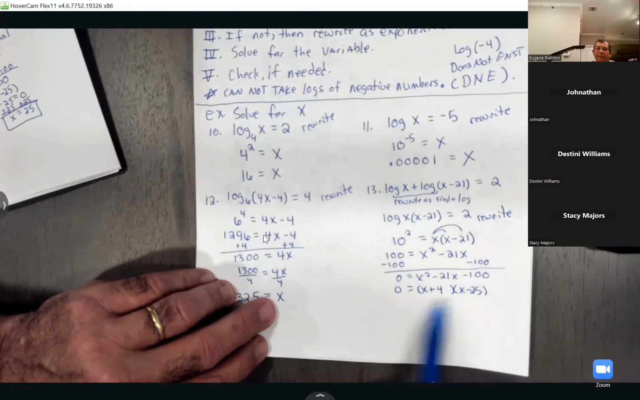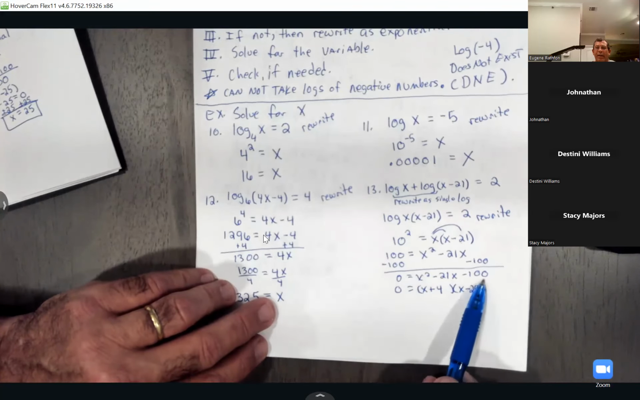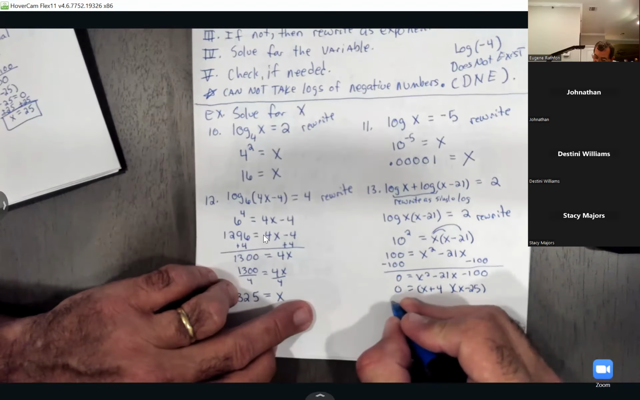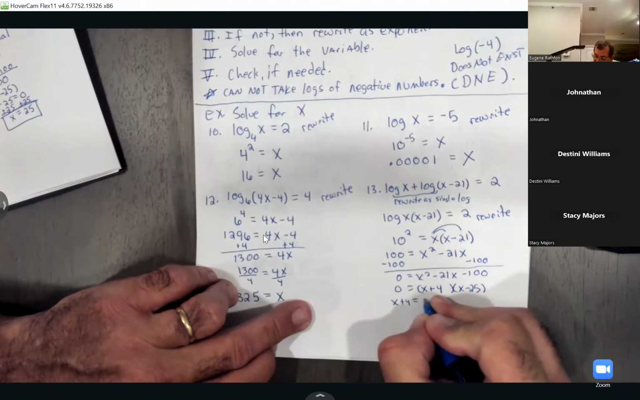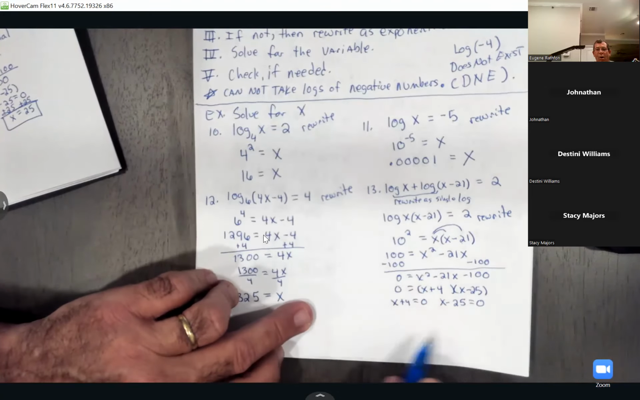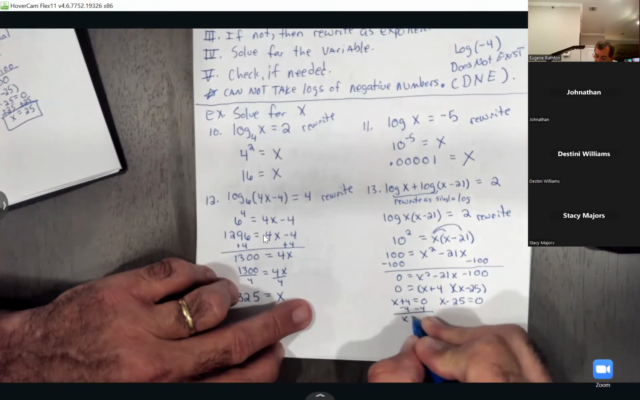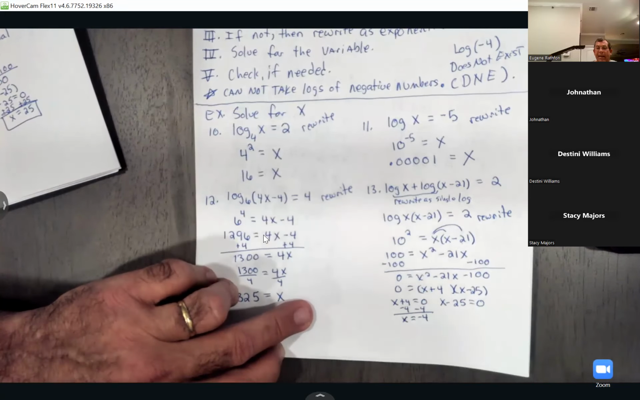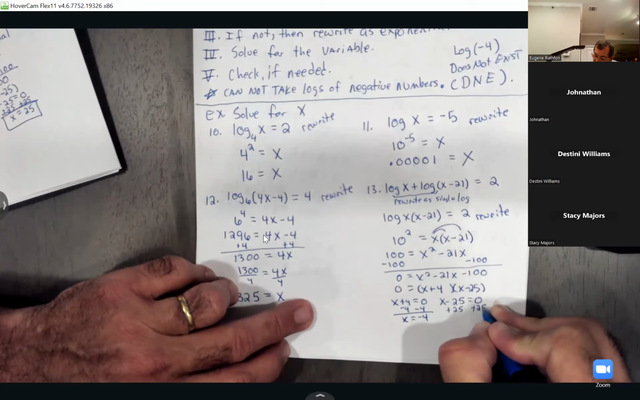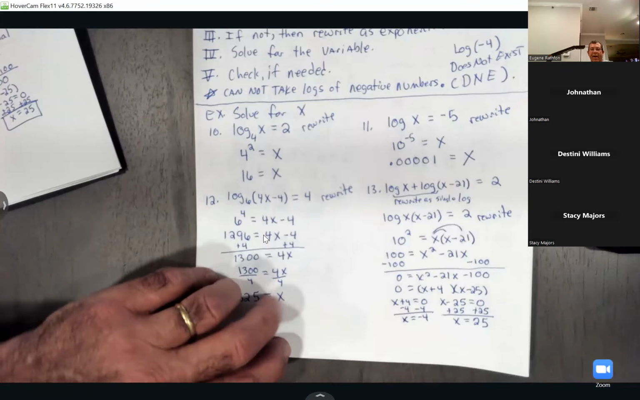All right, but y'all, if you don't like factoring, at this point, hit it with your quadratic formula. 1, negative 21, and negative 100. It'll give you the same 2 answers I'm about to get, okay? So now I set both my factors equal to 0. And I solve them. So y'all, the first one, we're going to subtract 4. I get x is negative 4. The second one, I'm going to add 25. And I get x equals 25.